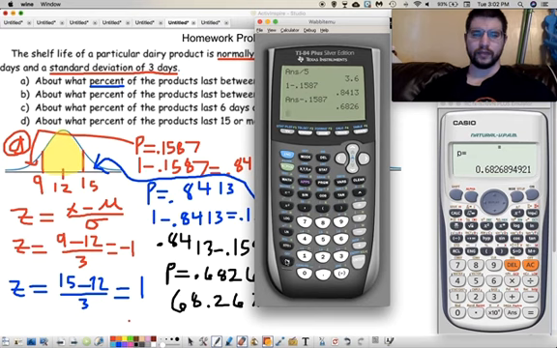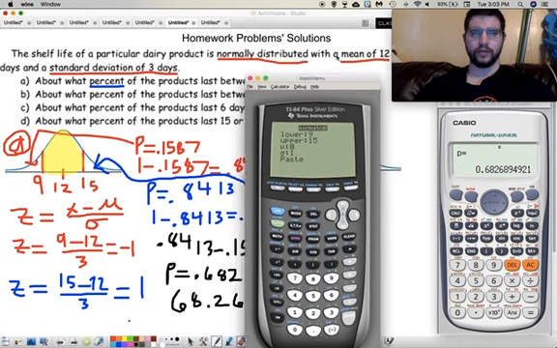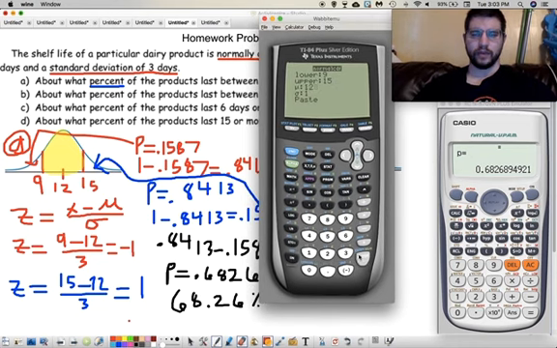Now the TI, same process we did yesterday. Second VARS, normalcdf. Our lower bound was 9, upper bound 15, a mean of 12, and a standard deviation of 3. And again, if you're using a TI-83, it'll just pop up with normalcdf, and you have to type these values in with commas. Hit the enter button, and you get the same thing, 0.6827.